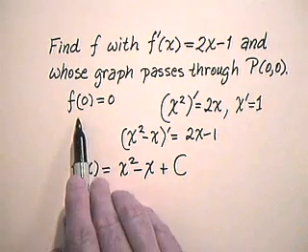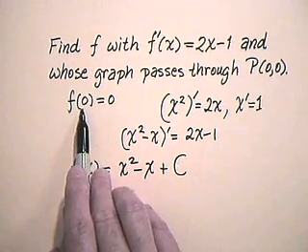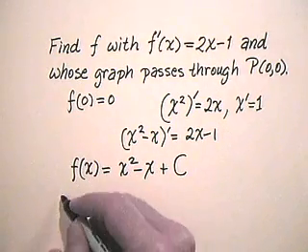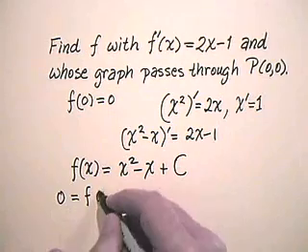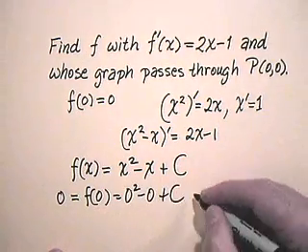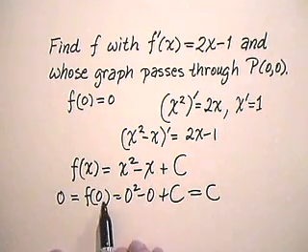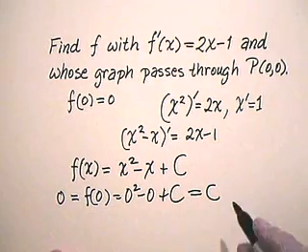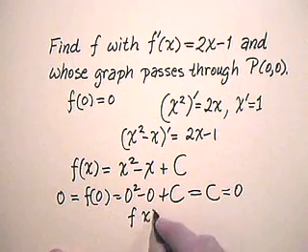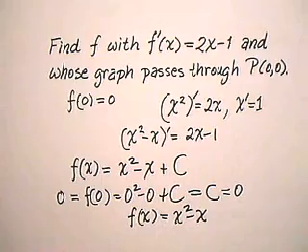To do that, we come back to our condition that we have from the graph passing through the origin, namely f of 0 equals 0. So let's plug that in. 0 equals f of 0 equals 0 squared minus 0 plus capital C. And that's just the capital C. So follow this back. The capital C has to be 0. And so that means, in fact, our function must be simply f of x equals x squared minus x.